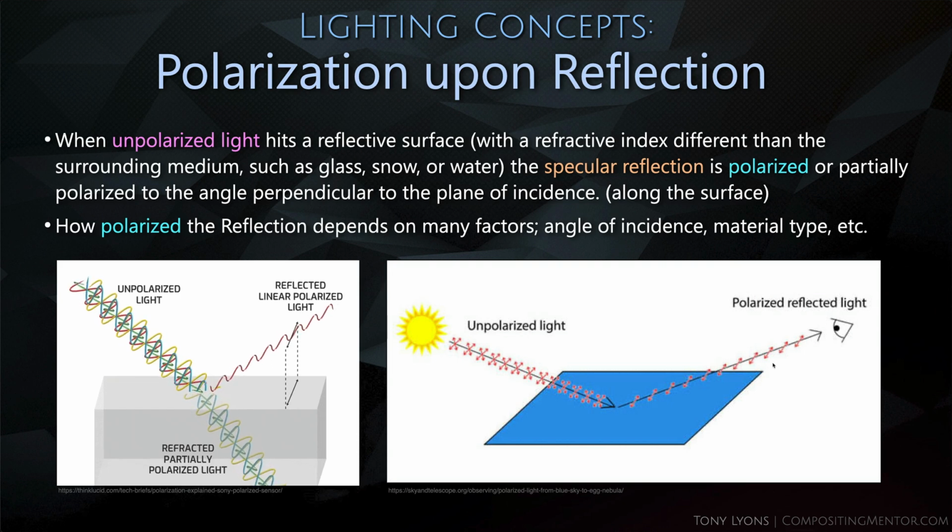So in this case, it is going to be horizontally polarized. But you could imagine that if we were looking at glass that was a storefront or something, then it would be, I don't know, vertically polarized. So it's just polarized flush with that surface direction. So the reflected light might only be partially polarized and not fully polarized, and how polarized that reflection is depends on many factors such as angle of incidence, material type, etc.